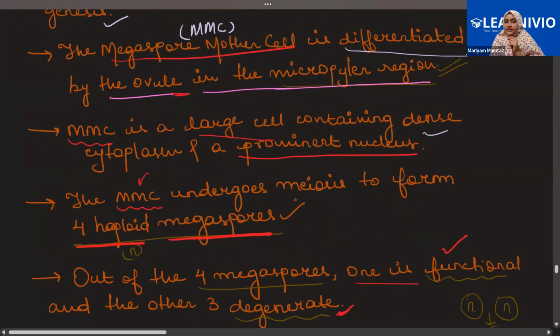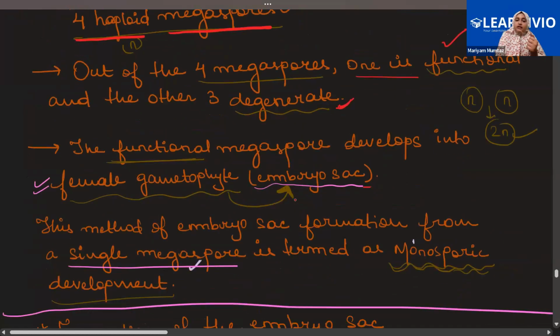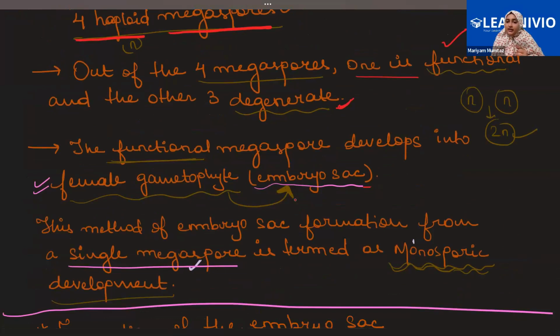Now, this megaspore mother cell undergoes meiotic division to form four haploid megaspores. Like we discussed in the previous class, out of the four, only one is functional and the other three degenerate. The functional megaspore develops into the female gametophyte, that is the embryo sac. Since only one megaspore develops the entire embryo sac, we call it monosporic development, right?